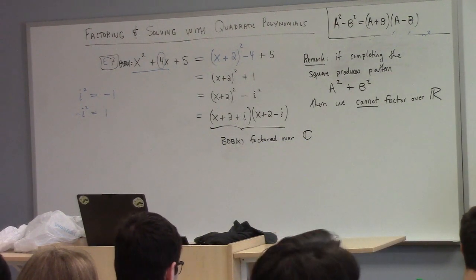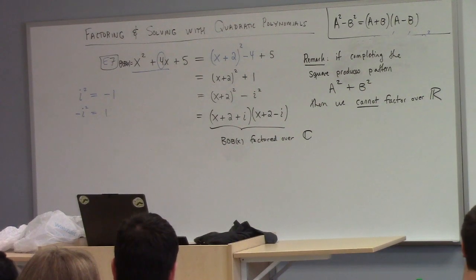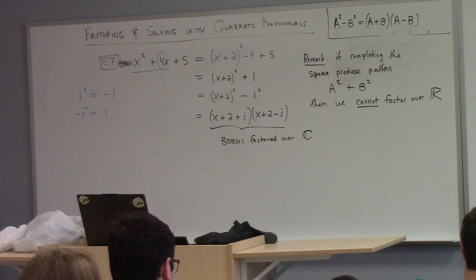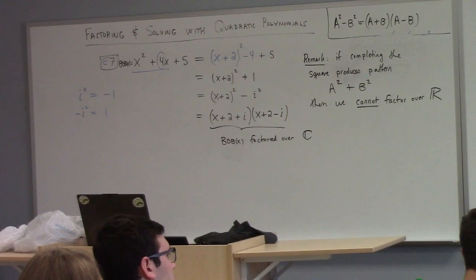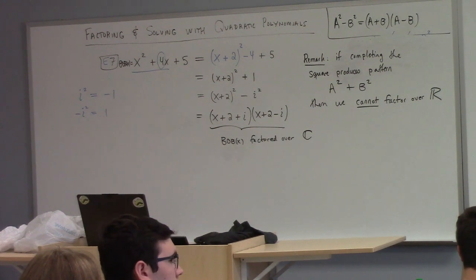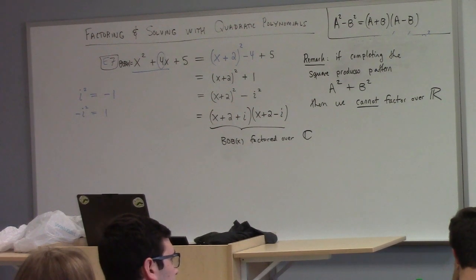The interesting thing about complex numbers is that a quadratic always factors over the complex numbers. There's no quadratic which will not factor if we're allowed to use complex numbers. If we're only allowed to use real numbers, sometimes the quadratic can factor, sometimes it can't. Like this example 7, it cannot factor with real numbers, but it will with complex.